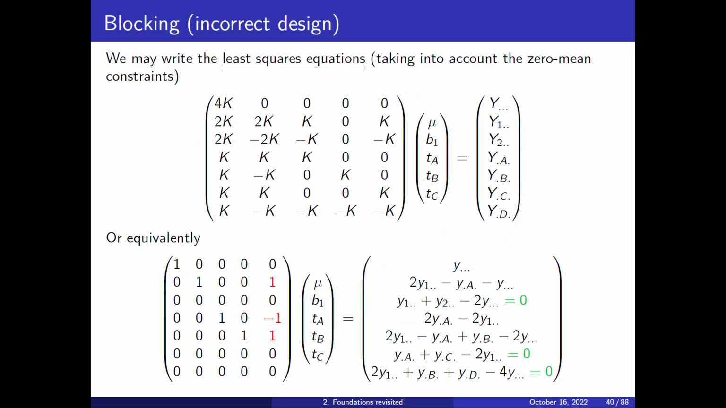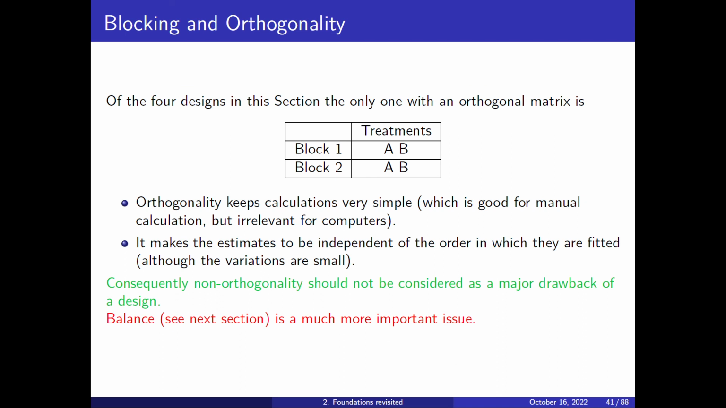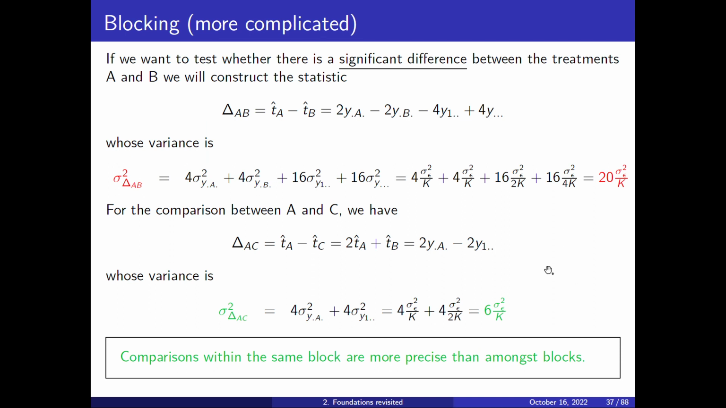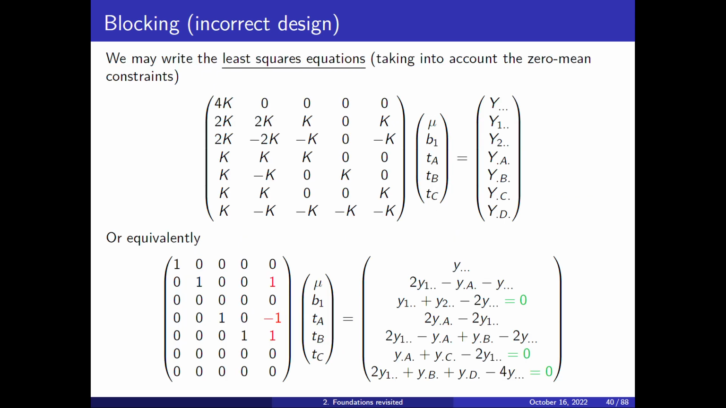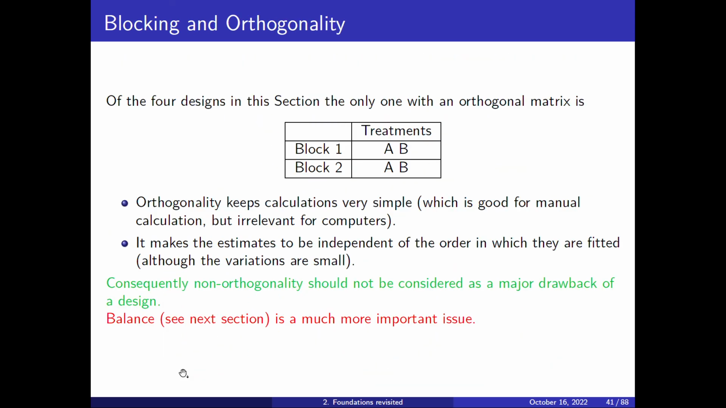and we have to rely on least squares to solve this problem. And also, non-orthogonality is not a major drawback. It has an impact on the comparisons, so we have seen that already. So the comparisons within the same block will be easier than the comparisons among blocks. So this is same block, this is different blocks, but it has an impact on that, but it is a kind of minor impact. There is something much more important, that is the balance, and the balance will be the topic of the next section.